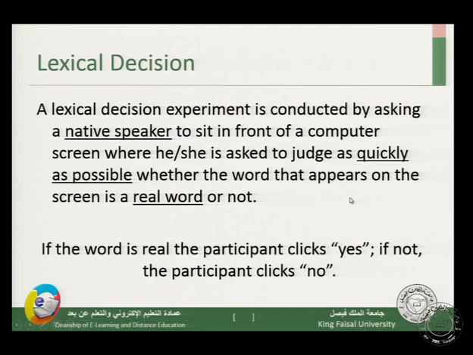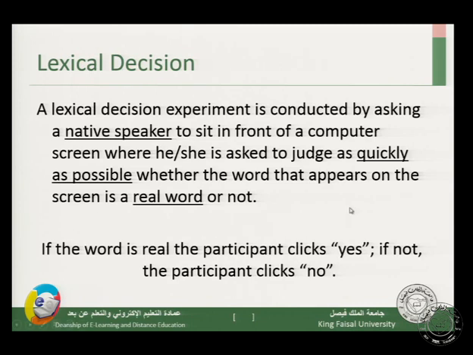So this is how it looks. In detail, a lexical decision experiment is conducted by asking a native speaker. This is one important thing. In lexical decision experiments, we always have native speakers. Well, I will not say always because it might not be right to generalize, but most of the time, lexical decision experiments are done on native speakers.